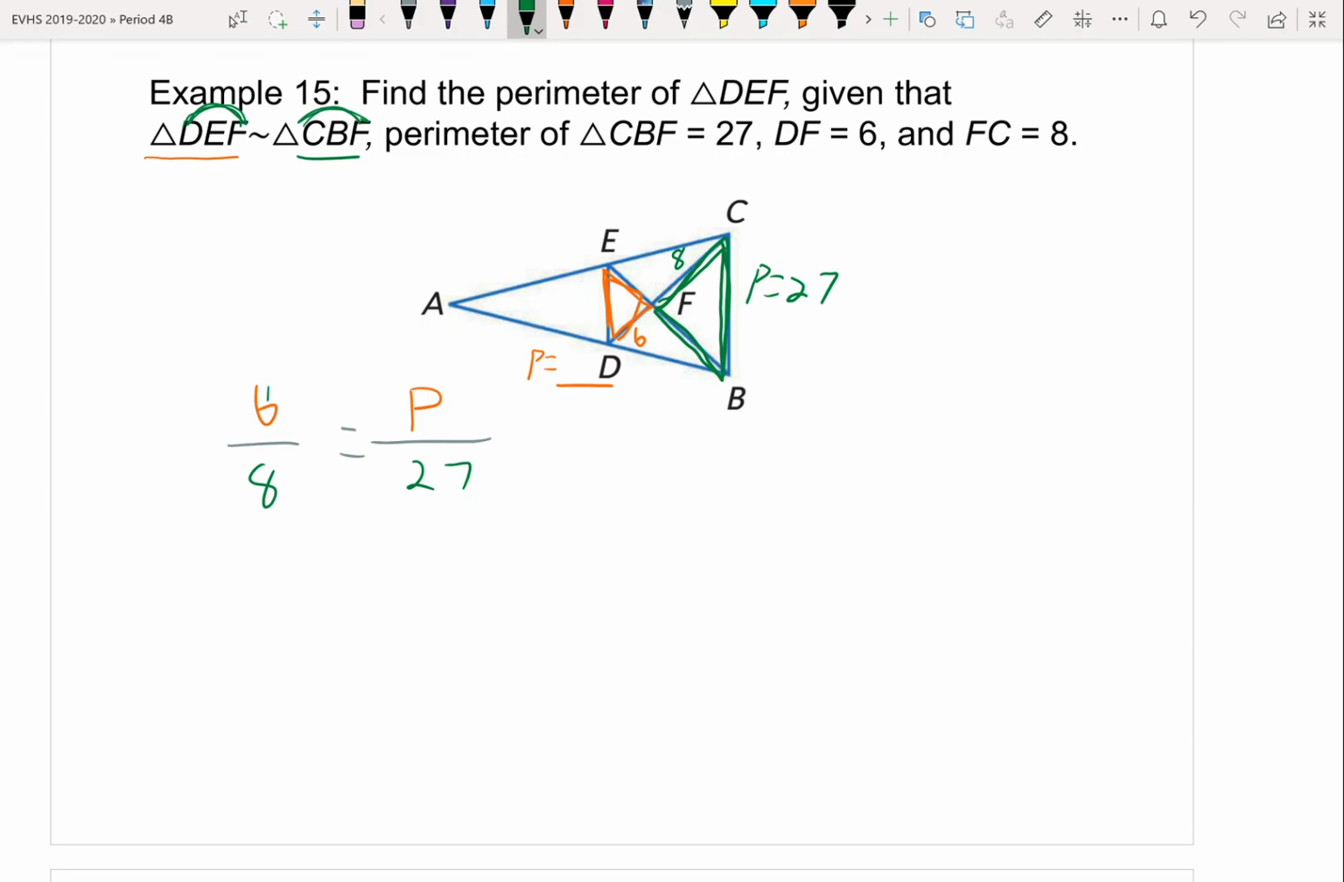Now, I'm going to go ahead and reduce this. That's going to be 3 over 4. So when I cross multiply that, I get 4P is equal to 81. Divide 81 by 4, and you're going to get 20.25.